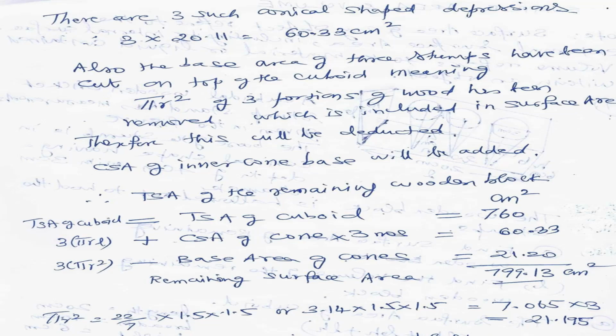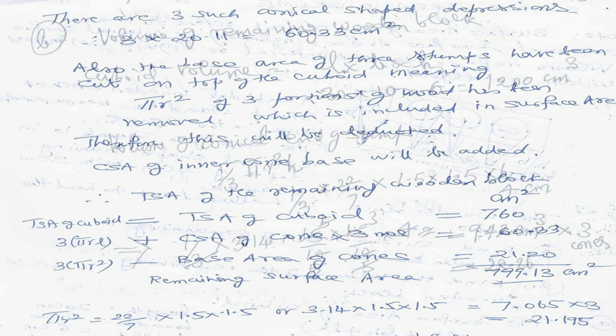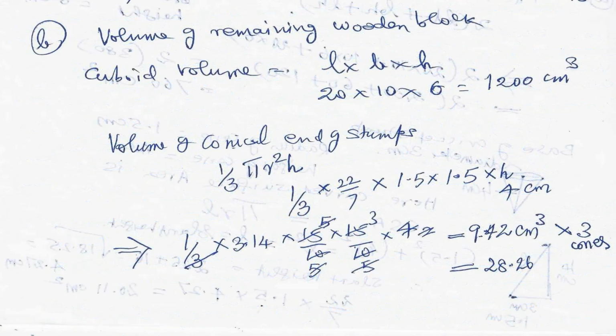Volume refers to the material or liquid contained within the object. The volume of remaining wooden block is cuboid volume minus volume of conical end of the stumps. So cuboid volume is 1200 centimeter cube. 20 multiplied by 10 multiplied by 6 gives 1200 centimeter cube.